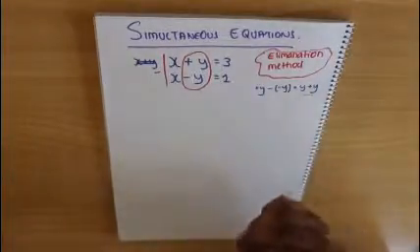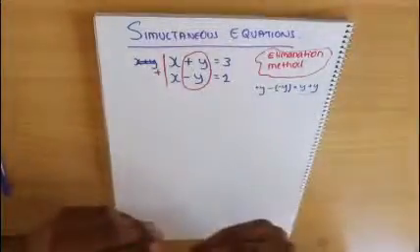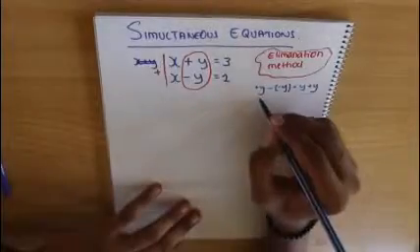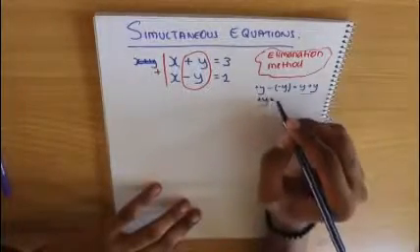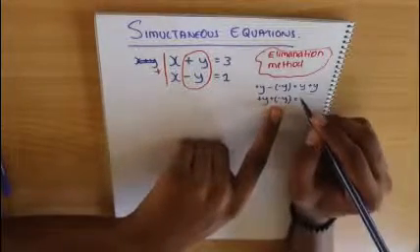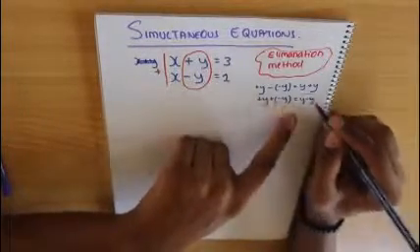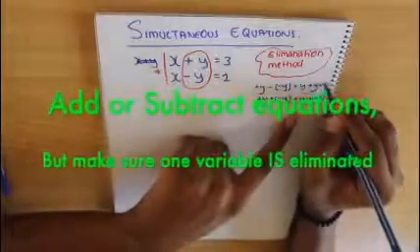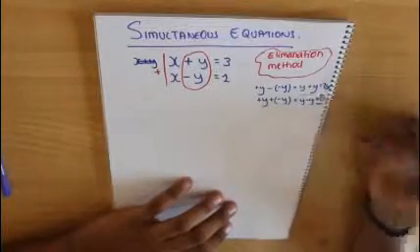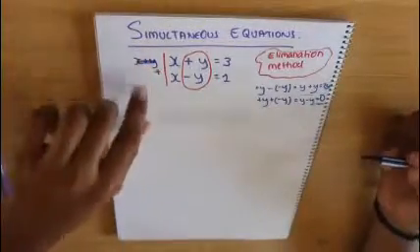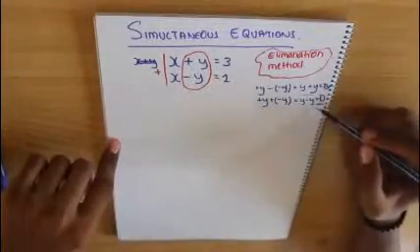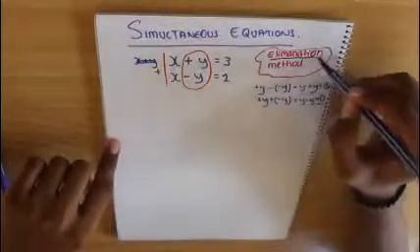However, if we add them, it will be positive y plus negative y, and a positive multiplied by negative would be a negative, which would be y minus y, which is equal to 0. Once it's equal to 0, it's no longer part of the new equation we would form after adding or subtracting. It's equal to 0, hence it's eliminated.